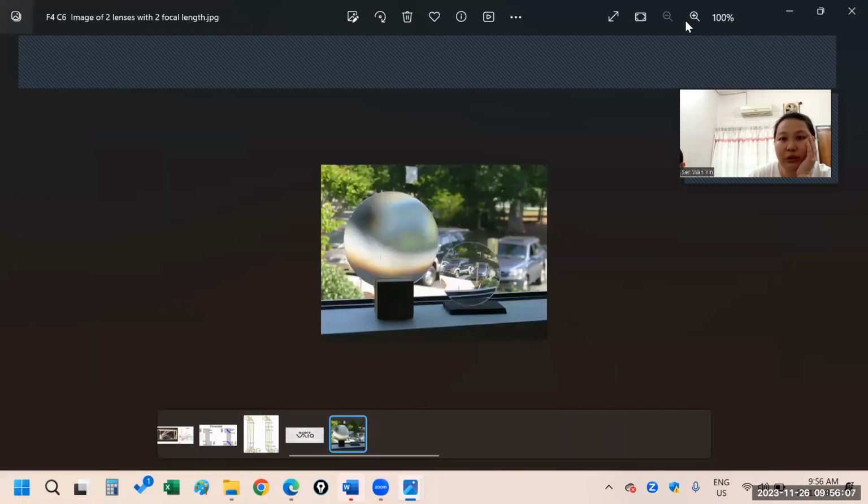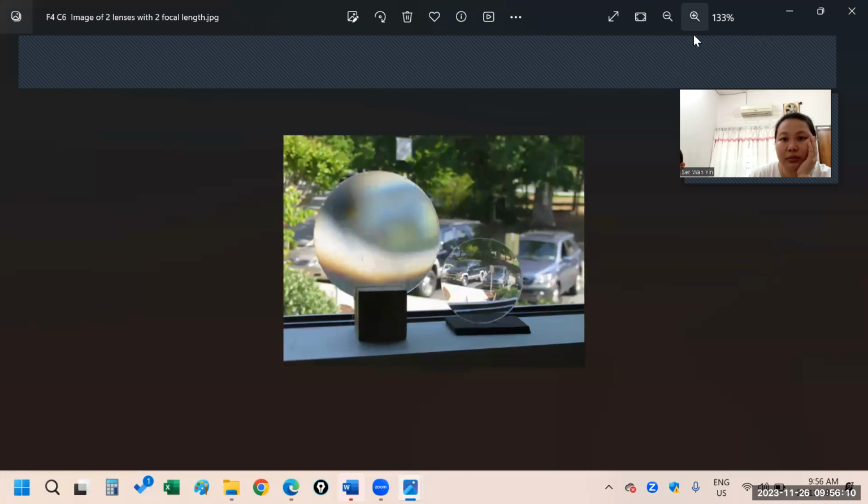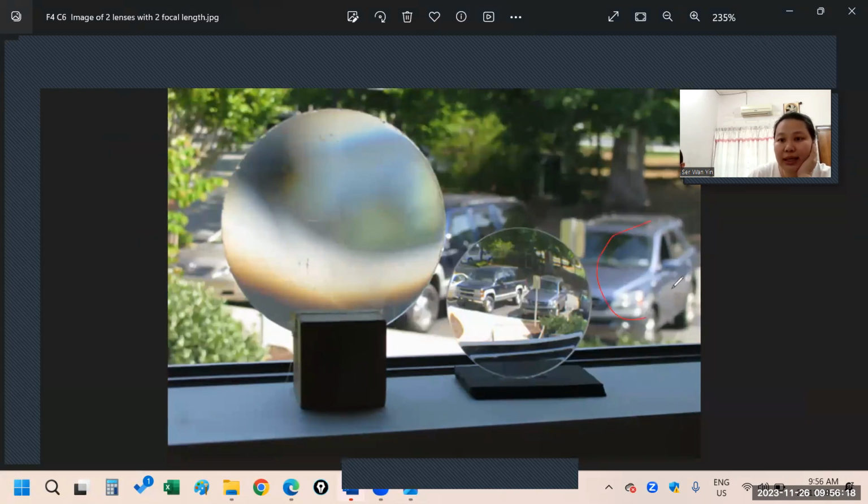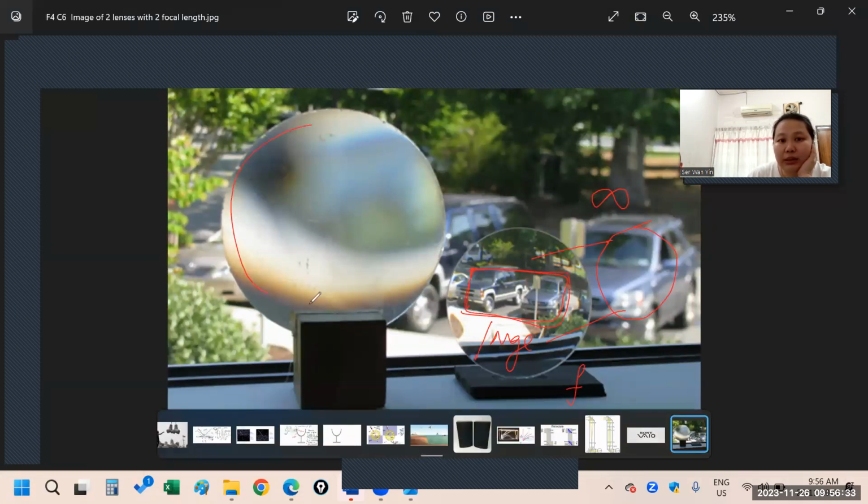Okay, so now this one shows the object coming from very far away, from infinity. When it goes through the lens, the image will form on F. So you can see very clearly. And what is this? This is the image, formed on the focal point. This is the image formed in infinity. You will see it is very blurred. Okay.